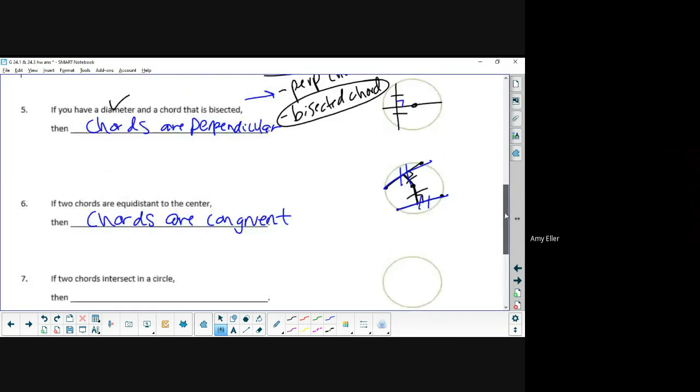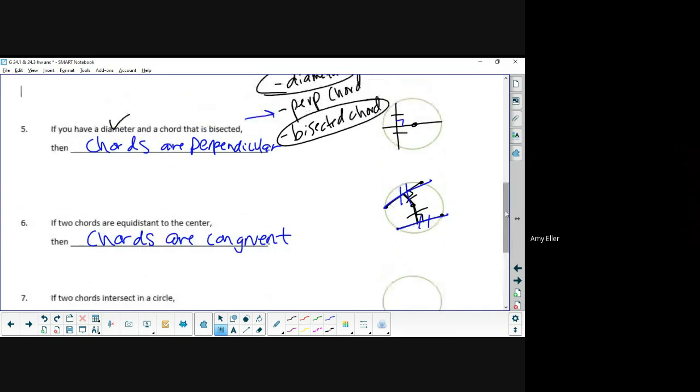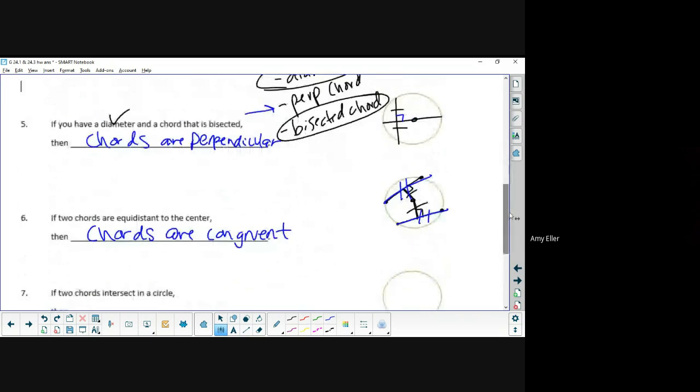Hopefully Friday when we're taking the quiz, as you draw the if, it reminds you of the then. So there's a little practice outside of class, a little memorizing, but once you draw two chords equidistant to the center, you might be already set up to remember the then part.